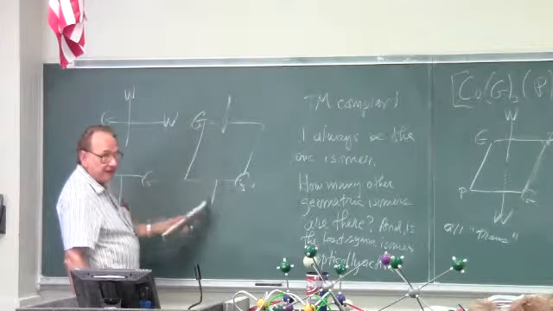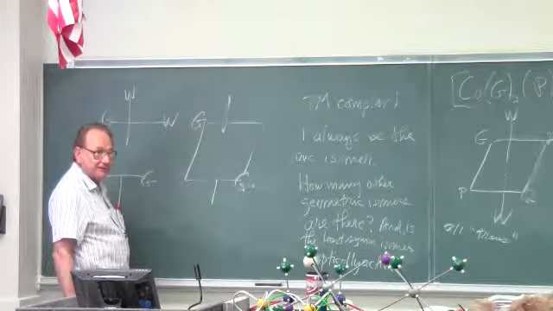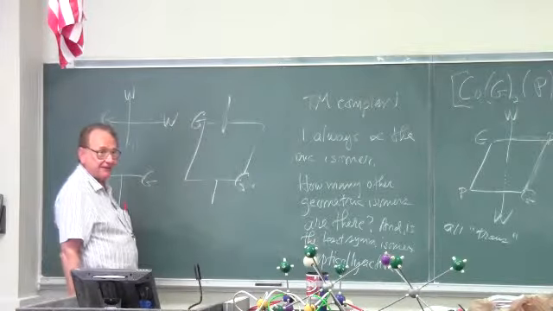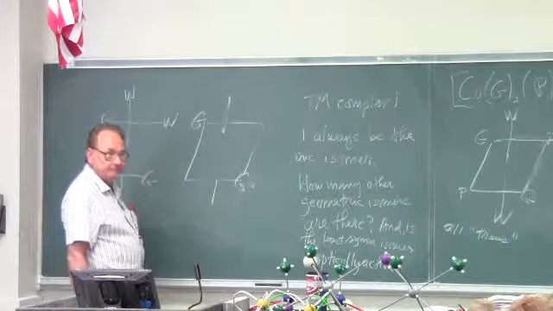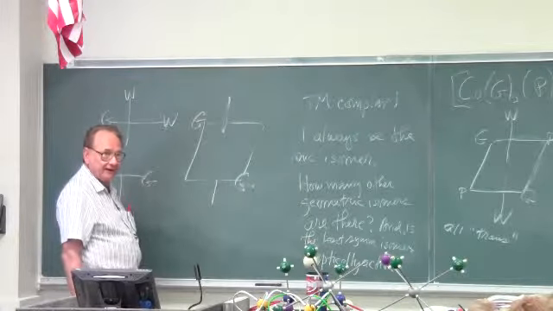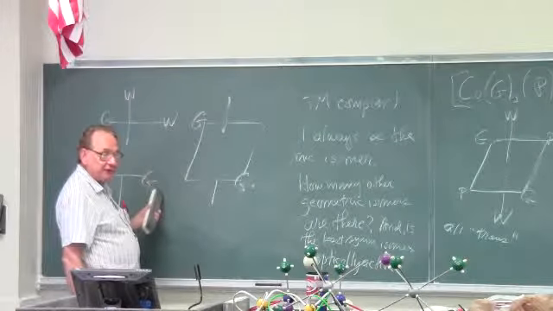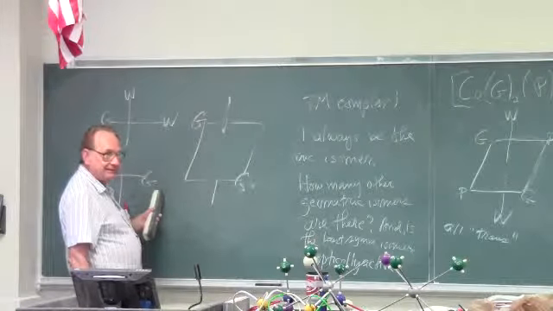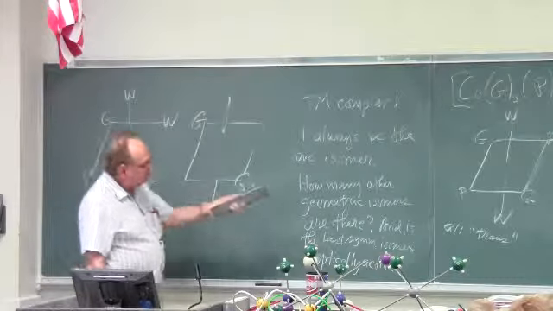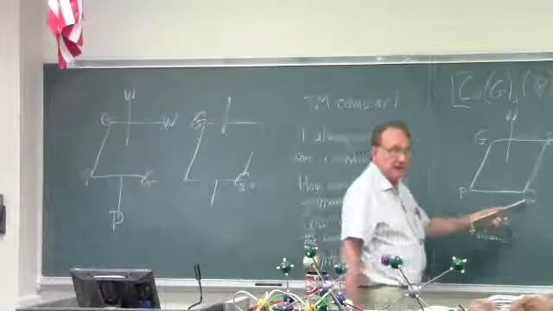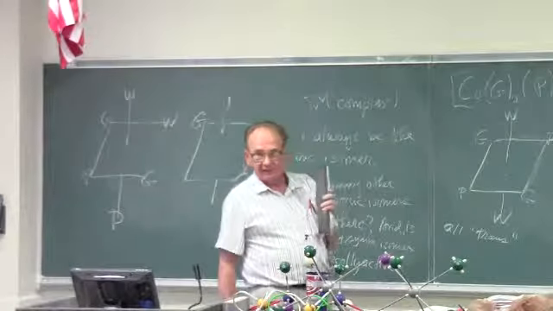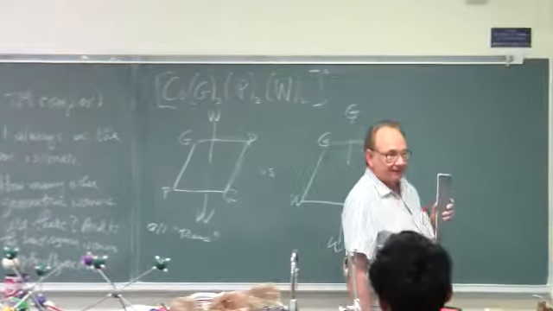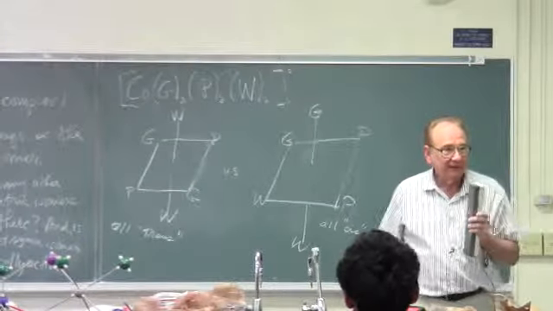Because if I put a W here and a W here, that forces the P's to be trans, doesn't it? Guess what? If I keep the green greens trans, I cannot draw another isomer. It's impossible. Okay? So after we got this far, I asked you how many other geometric isomers? The only vote I heard registered was 4, and that ain't right. What's the right answer? 3. 3 is right.